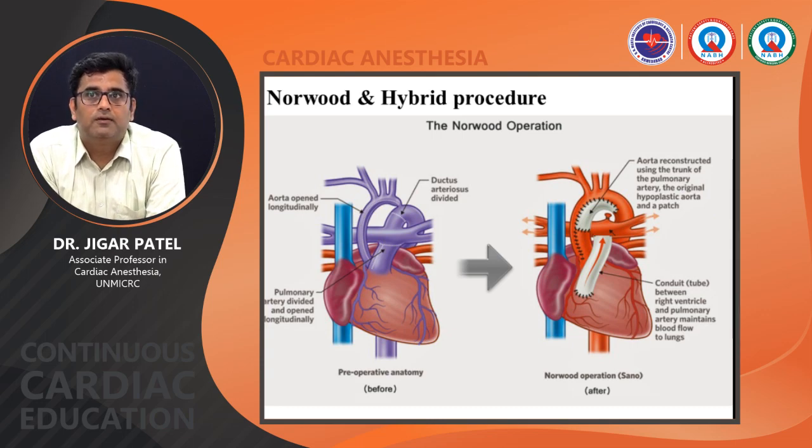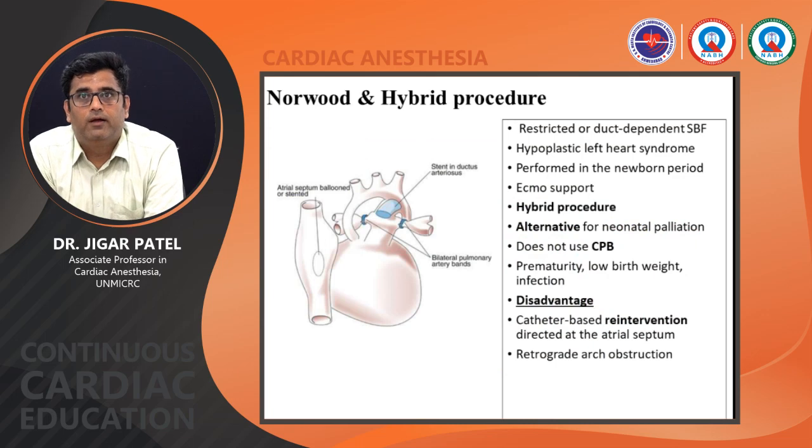Here the Sano shunt is preferable because with the BT shunt and the central shunt there is a high chance of coronary steal, and it will affect management in the immediate postoperative period. So the Sano shunt will not have any coronary steal, and there is better growth of the pulmonary artery.